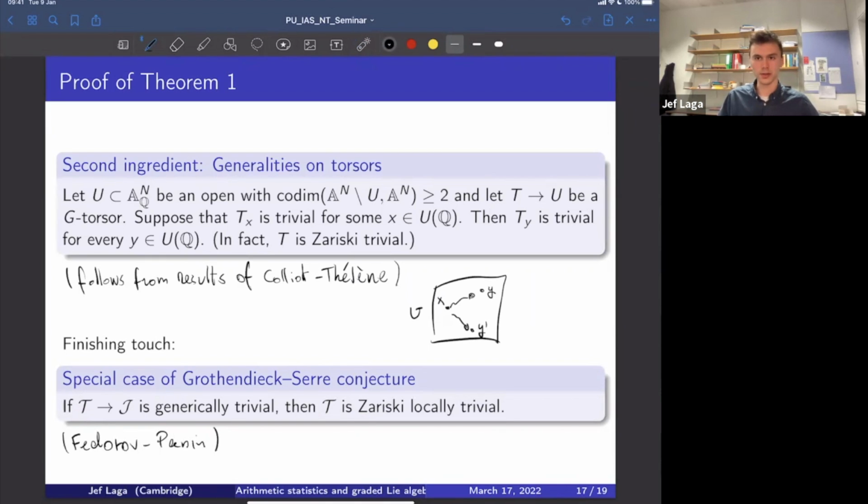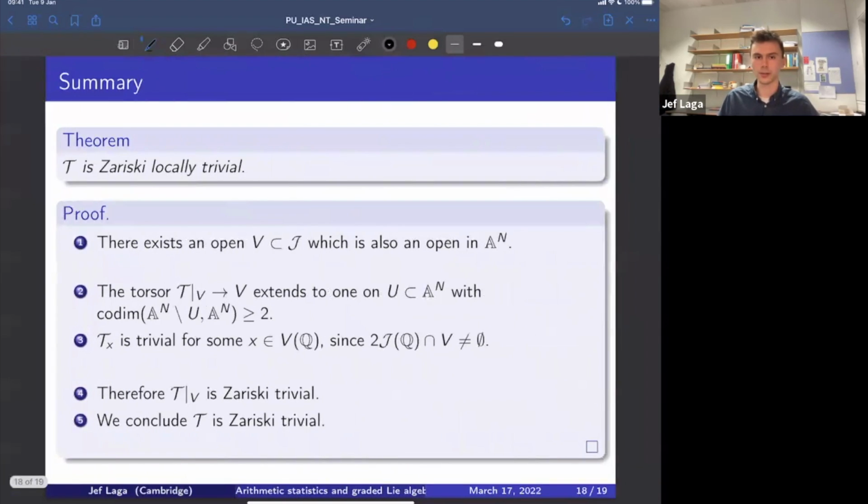All right, so let me briefly combine all the ingredients and summarize the arguments. So we want to prove that this curly T is Zariski locally trivial. So by the first ingredient, we know that there exists some open subset V in curly G, which is also an open subset in some affine space, right? Because it's rational.